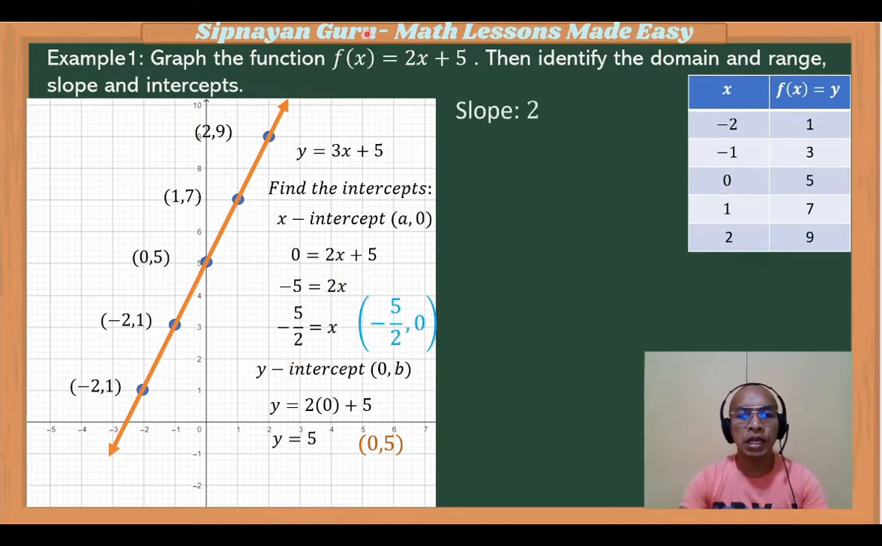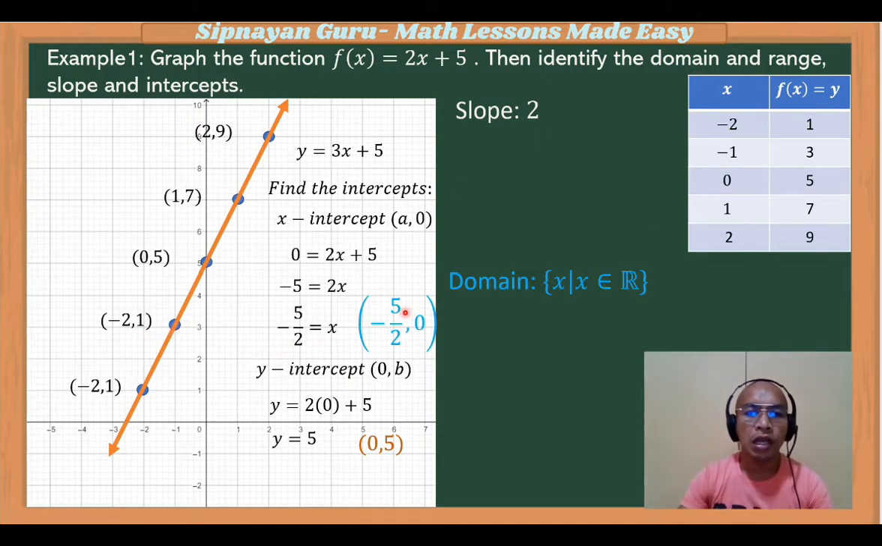For the slope, in the slope-intercept form, the slope is just the coefficient of the variable x. So the slope is 2. To verify, take note the slope is rise over run. Our rise from this point, for example, is 2 units, 1, 2. Then the run is 1. So 2 over 1 is still positive 2. If the point is here, going here, the rise is 1, 2. Then the run is positive 1.